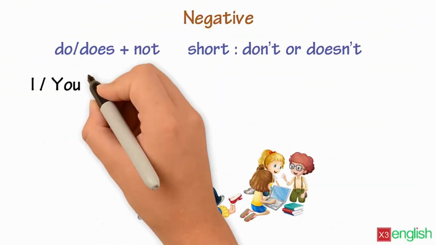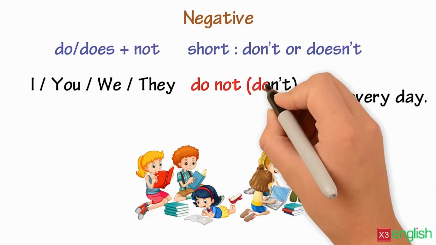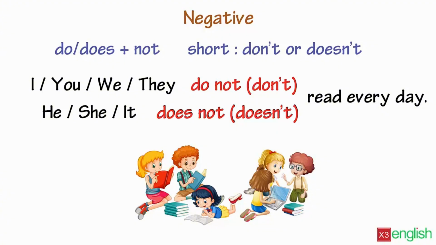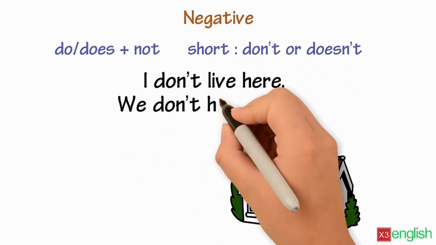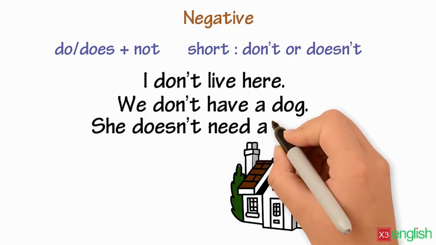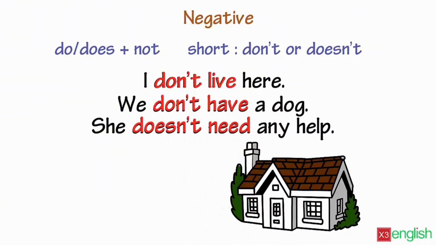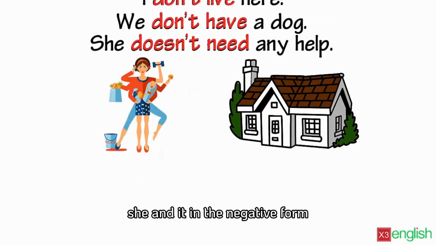Take a look at this example. I, you, we, they do not, don't read every day. He, she, it does not, doesn't. We can also say, I don't live here. We don't have a dog. She doesn't need any help. See the verbs stay in the same form? We don't change them for he, she, and it in the negative form.